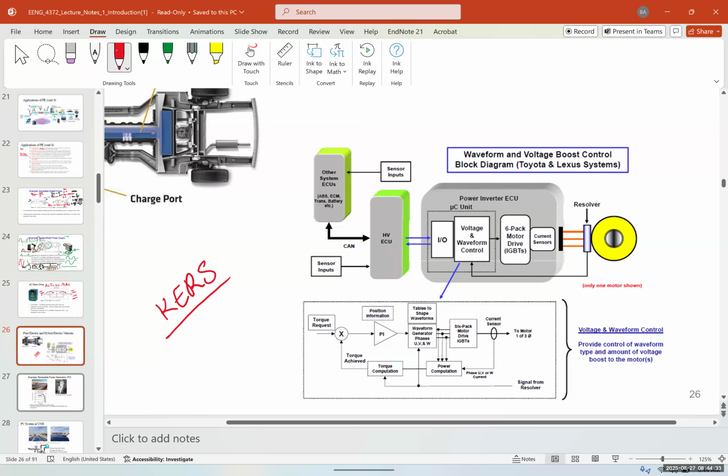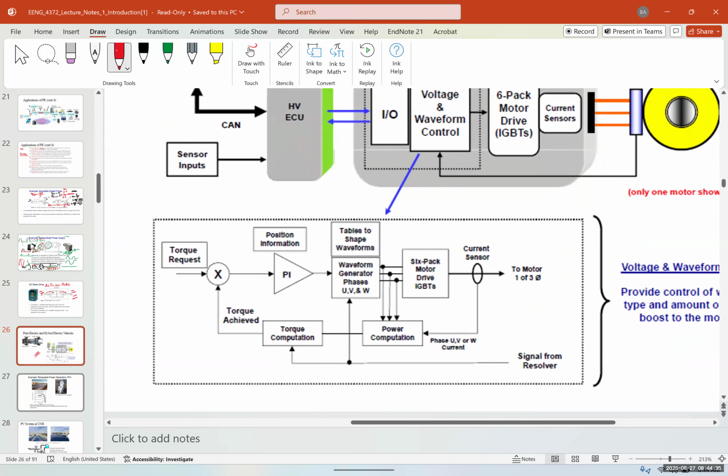So this is a waveform and voltage diagram. It has a torque sensor, you have a torque request, and then you have position information, the waveform, the voltage. It measures the voltage, turns on the motor, then you have a current sensor, you have a rotational sensor, and so on. Some of them have 10 different ECUs for the hybrid motor: one for the IC engine, one for the motor, one for the battery, one on the wheels, the speed sensors, and so on.